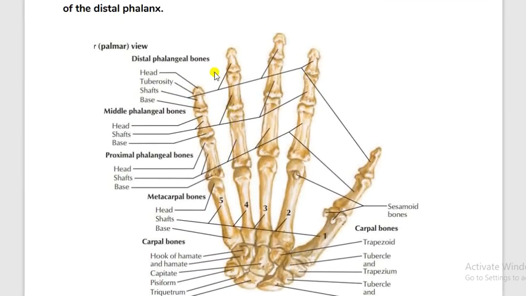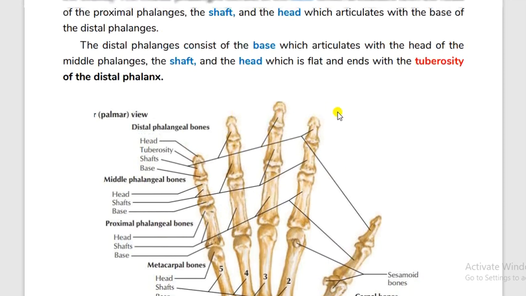So these are the phalanges here. You can see here the phalanges. There are 3 types of phalanges: the proximal, the middle, and the distal phalanges. The thumb only has 2 phalanges, proximal and distal. It has no middle phalanx. So in total, there are 14 phalanges: 1, 2, 3, 4, 5, 6, 7, 8, 9, 10, 11, 12, 13, 14. 14 phalanges.